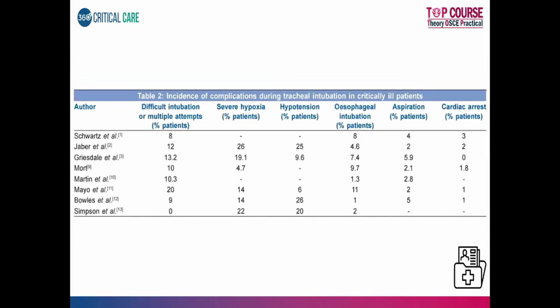Now coming to the commonest complications which might occur during tracheal intubation. One is difficult intubation or multiple attempts. Okay, that is the most common thing. Second, severe hypoxemia. Third could be hypotension because of the inducing agents. There could be increased chances of esophageal intubation, aspiration, and in some rare cases, even cardiac arrest.